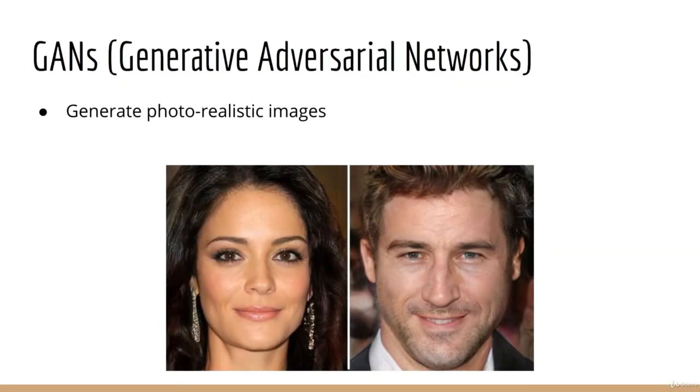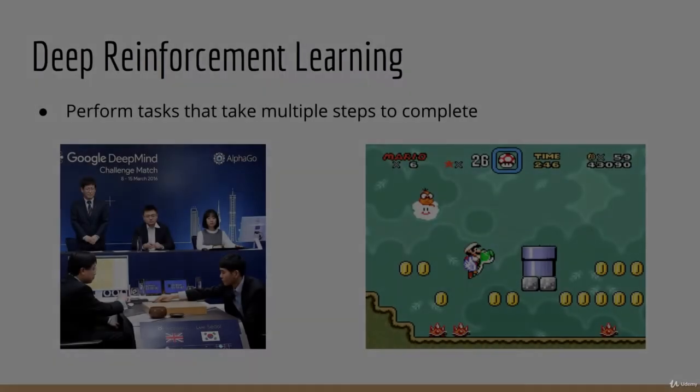First, we have GANs, which stands for Generative Adversarial Networks. These are a new training paradigm which allow you to use deep learning to generate beautiful photorealistic images. What's absolutely crazy about this is that the images you are looking at now are of people that do not actually exist. But it doesn't stop there.